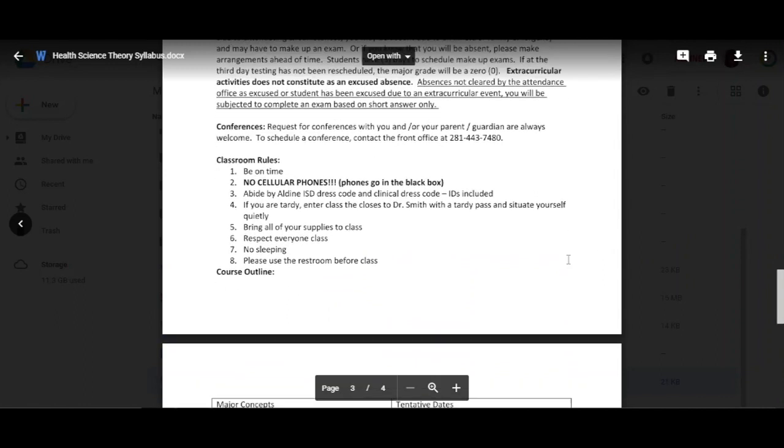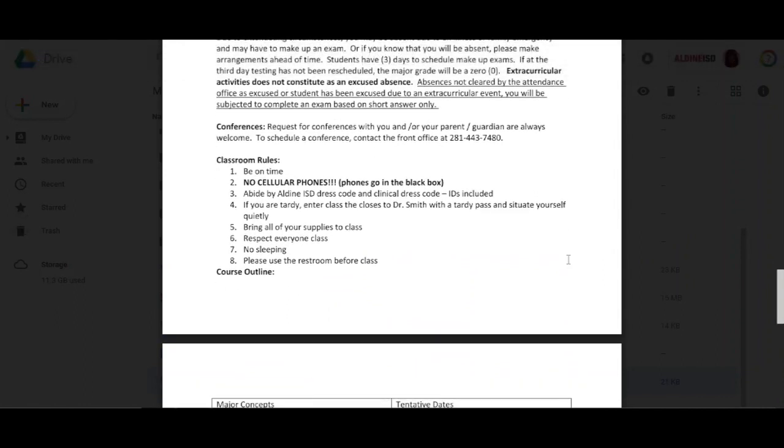Classroom rules. Please be on time. As I stated before, if you're tardy, go to the side door. You must have a tardy pass, or Miss Whitlock is not letting you in.